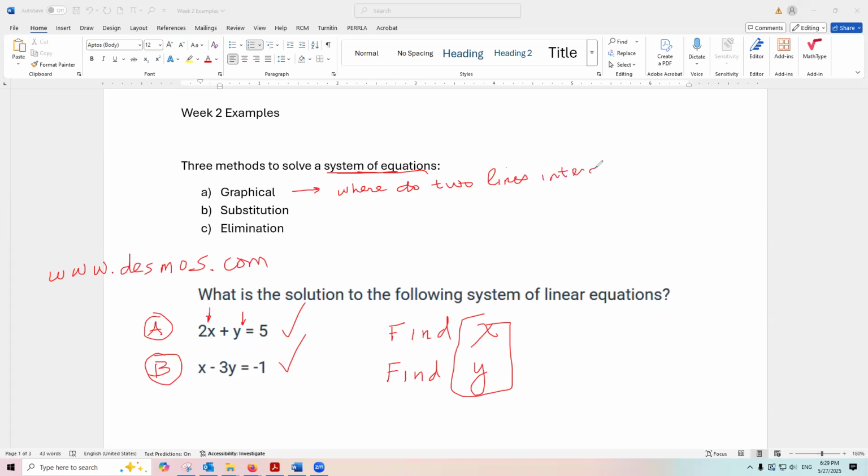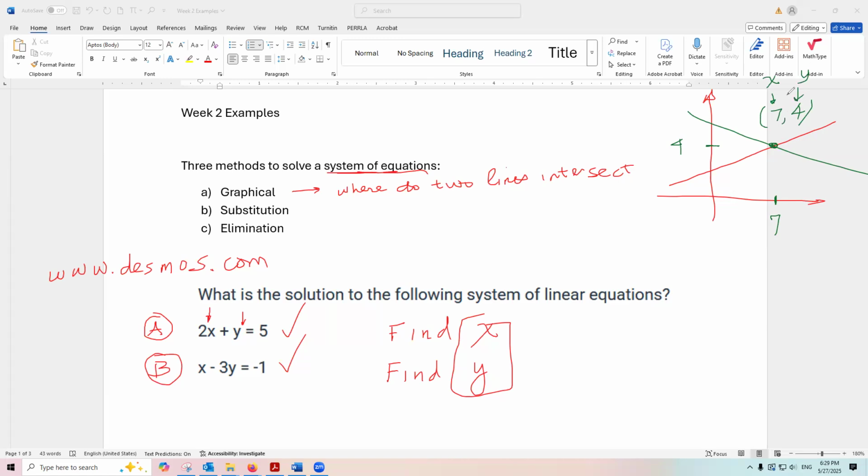Let me just give you an example here. Let's say you graphed one line and it went uphill like this. And then you graph the second equation, the second line, and it went downhill like this. And let's say this point where they intersected is x equals 7 and y equals 4. So this point is (7, 4). The x value is 7, the y value is 4. That's the solution you're after.